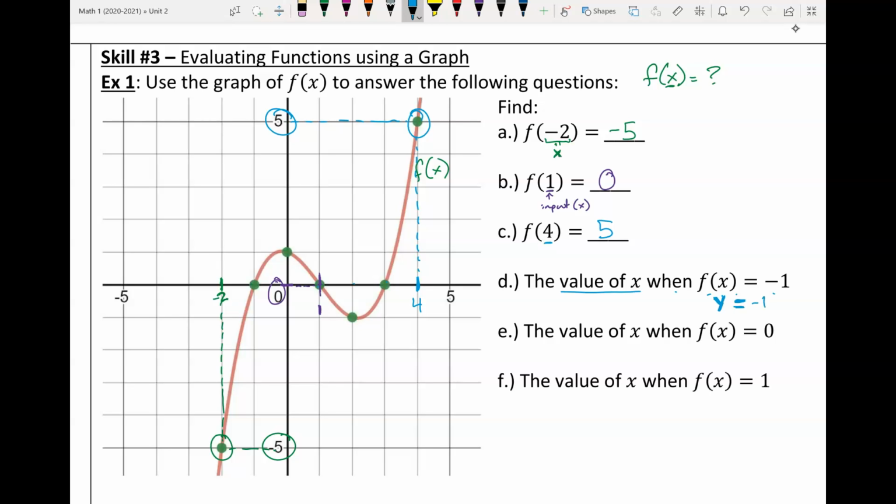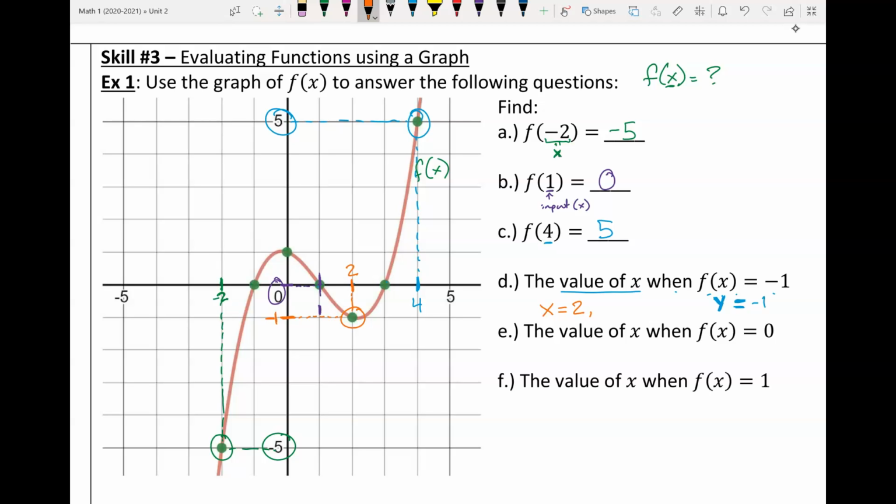Well, we just go to negative 1. Here is negative 1 on my y-axis. Let me use a different color. Here's my y value of negative 1. Let's go ahead and find an x value. So what is the value of x? X equals what? All right. Well, here's a nice point over here. What is my x value? Oh, my x value is positive 2.